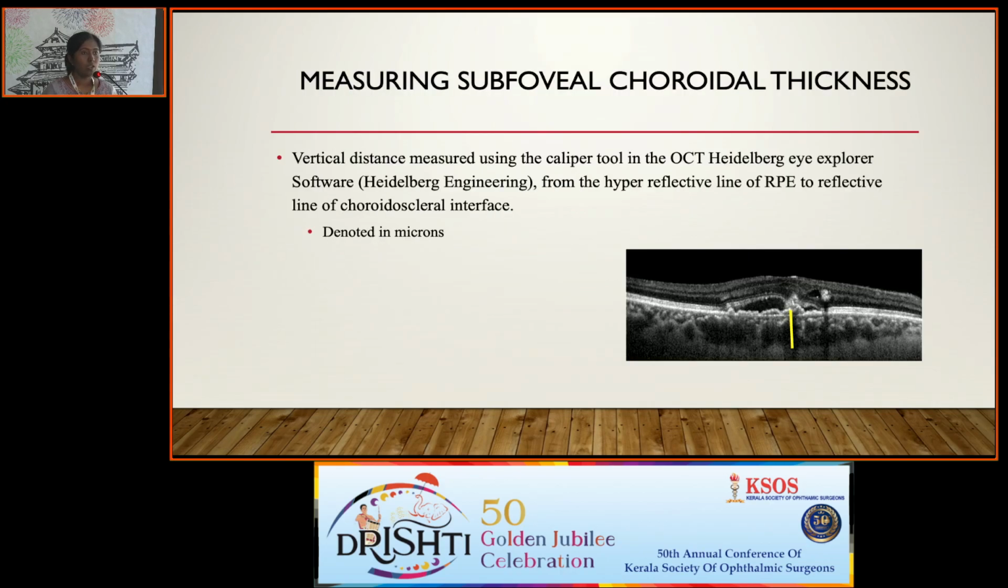Now how to measure subfoveal choroidal thickness. For measuring subfoveal choroidal thickness we have used the caliper tool, and using the caliper tool the vertical distance was measured from the hyperreflective layer of retinal pigment epithelium to the reflective layer of the choroidoscleral interface.